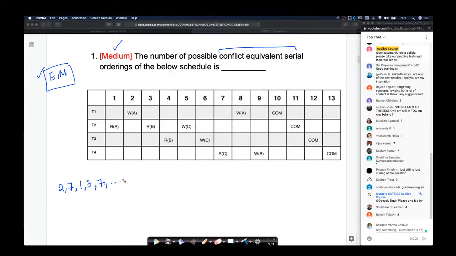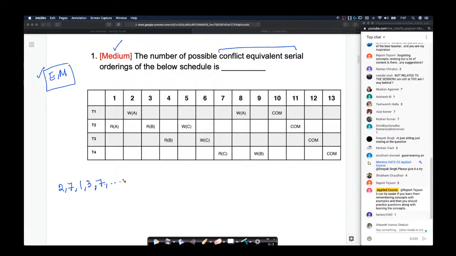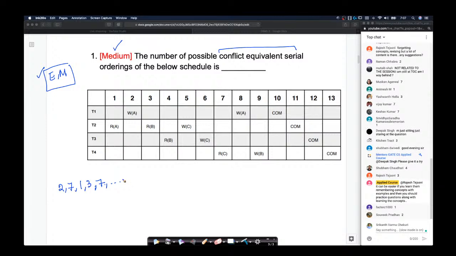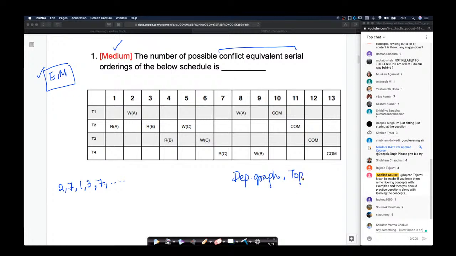Again, please try to solve the problem. Think of how you come up with conflict serializable schedules. If you can think about it from that perspective. Those of you who might need a hint, let me write a hint for you. Use dependency graphs here, and then topological sort. These are the two concepts that you need to use to come up with the answer for this.